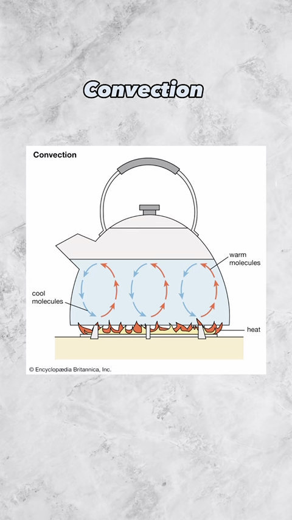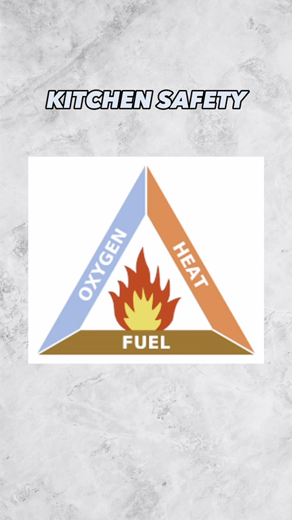Convection is a process by which food is heated by moving heat source, such as the motion of boiling water in a pot. In case a kitchen fire starts, it's important to know that 3 things are necessary for combustion, which are fuel, oxygen, and the source of heat. Here are 3 effective methods to put out a fire.